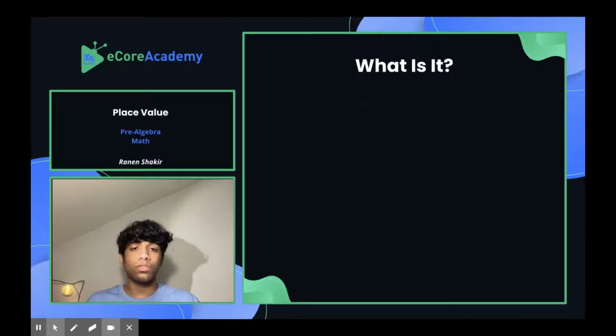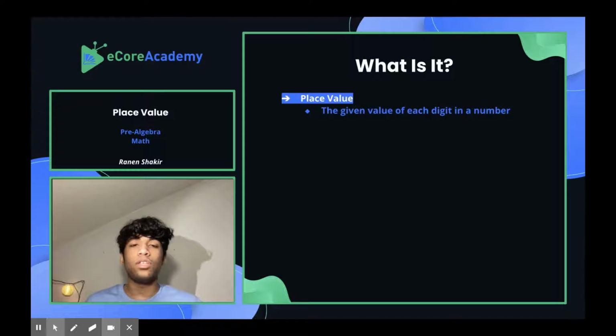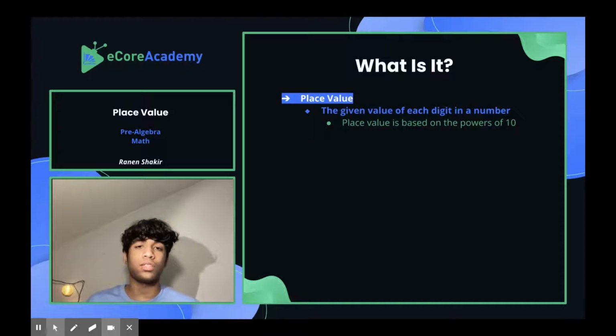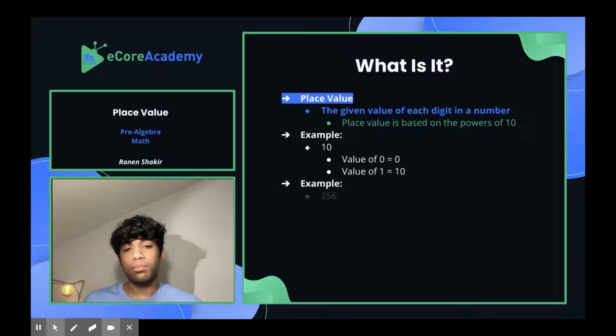All right, as always, first off, we define what in the world is place value. So place value is a given value of each digit in a number, and it goes off by the powers of 10 system, because the number system we use is a power of 10 system. So what this means is, we're going to go through a bunch of examples and talk about it, but just for right now, an example is that in 10, the value of the 0 in 10 is 0, because the value of 0 is always 0, and the value of the 1 in 10 is 10.